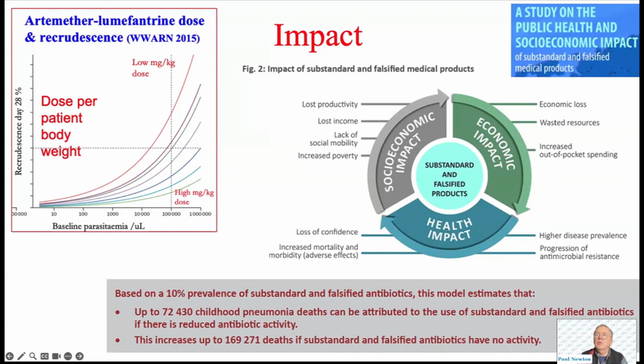So that's in terms of patient outcome for malaria, but there'll be very few analyses for antibiotics. WHO and the University of Edinburgh included in the report at top right the statement in brown at the bottom that if there was a 10% prevalence, which is the WHO estimate for the global prevalence of substandard or falsified medicines, it estimates a very significant increase in childhood pneumonia deaths. But again, this is based on relatively poor quality evidence.